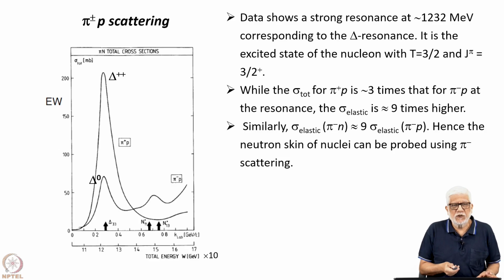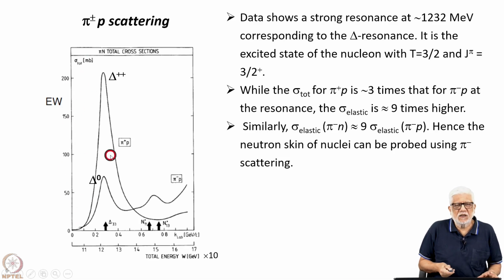So, if you for instance look at the data that exists, as a function of the total energy, you have a resonance at about 1.2 GeV. It is taken from some reference, Ericsson and somebody else. That is why this is EW, this has no other significance. And this is the total cross section in millibarns.